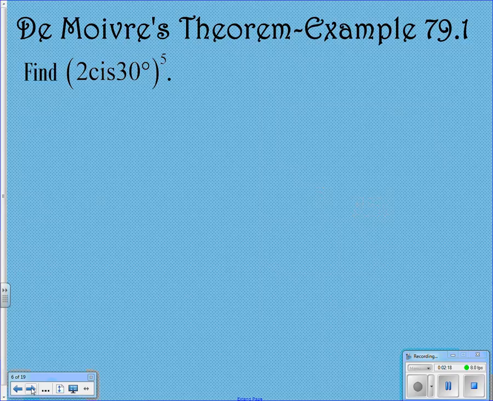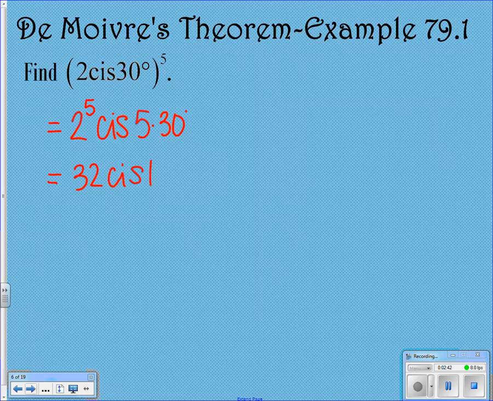So we want to find 2 cis 30 degrees to the fifth. The way that we're going to do that, we're going to use his theorem. We're going to say 2 to the fifth, and then cis 5 times 30 degrees. 2 to the fifth is 32. Cis, and then 5 times 30 degrees is 150. And so that would be the answer.